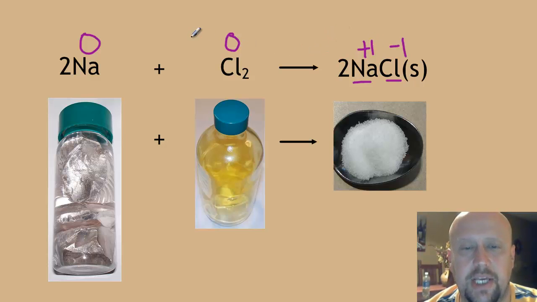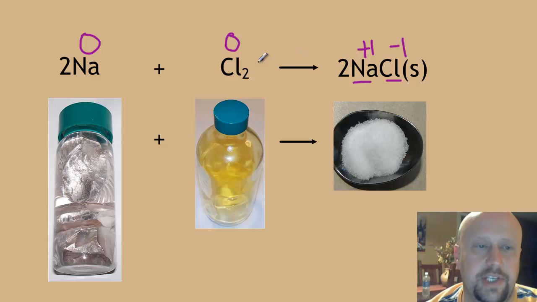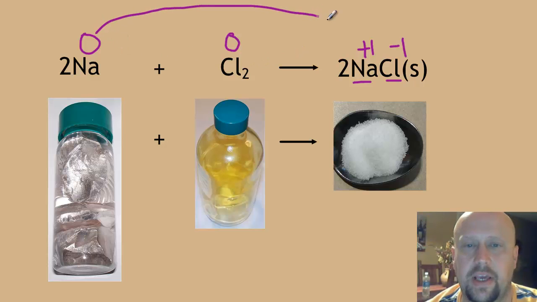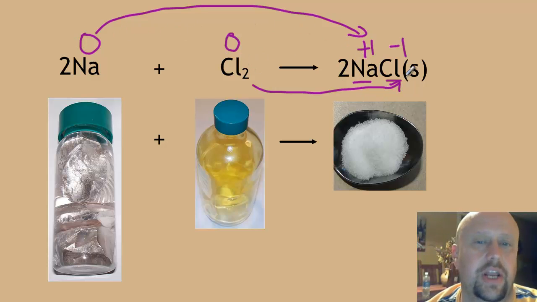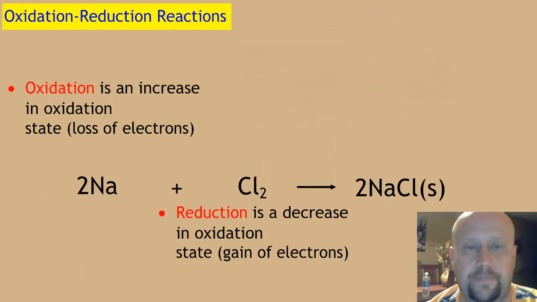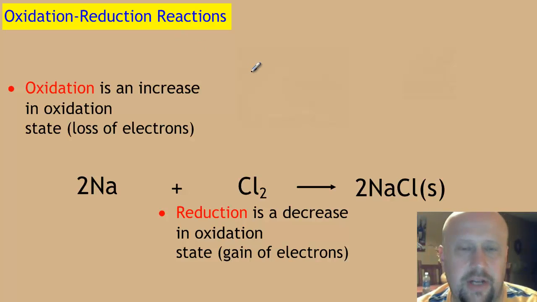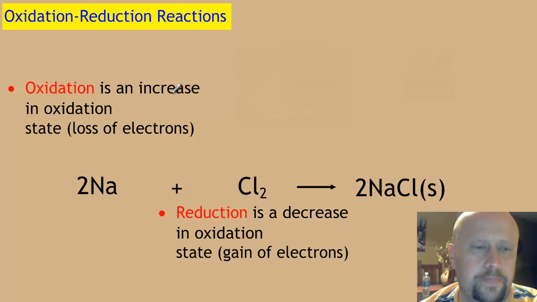So what you can see has happened here is that sodium has gained an oxidation state, and chlorine has lost an oxidation state. That also corresponds to sodium losing an electron and chlorine gaining an electron, and that's essentially the heart of what redox is for us. So let's talk about the definitions, and then we'll dive into balancing some half reactions, which is really the hard part.